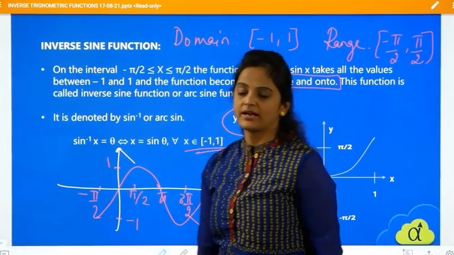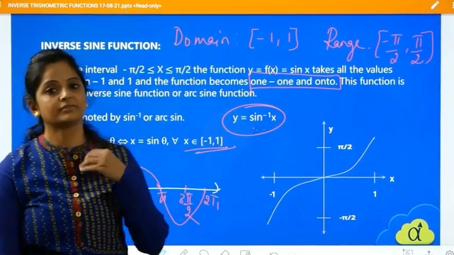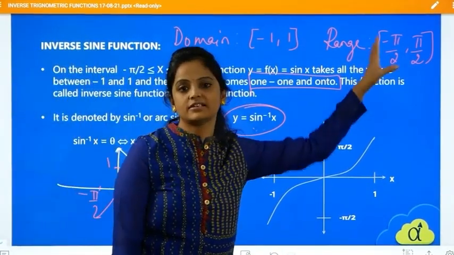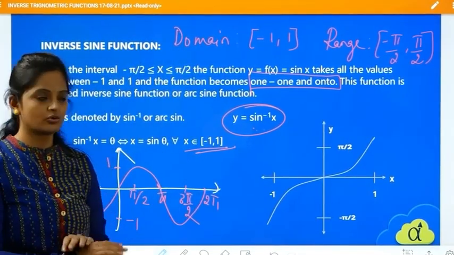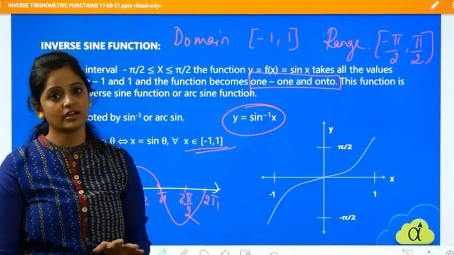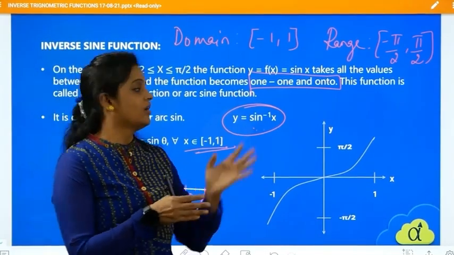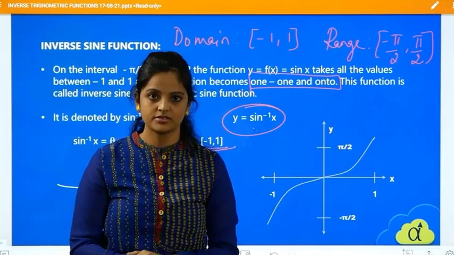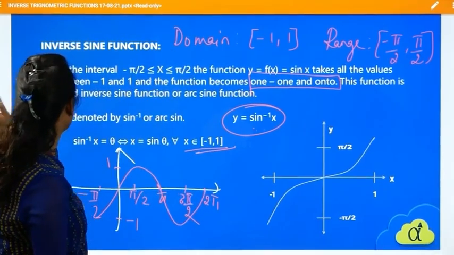If I am giving this minus 1 to 1 as an input, what I am getting, that is the range, that is minus pi by 2 to pi by 2. That is the output. So this is the domain and range, and domain and range is very important. Not only will it come for 1 mark, we are doing problems on that also. So that is very important to remember.